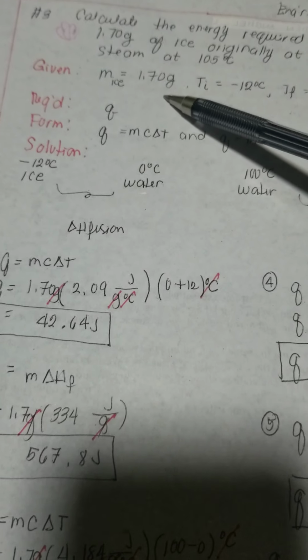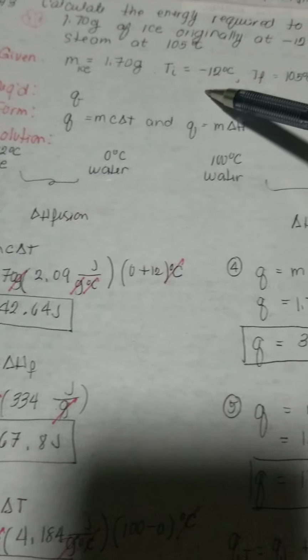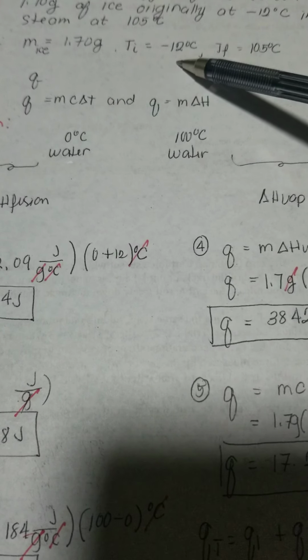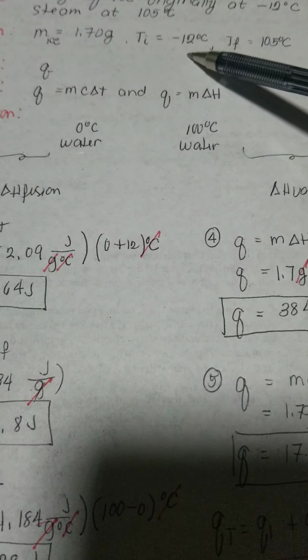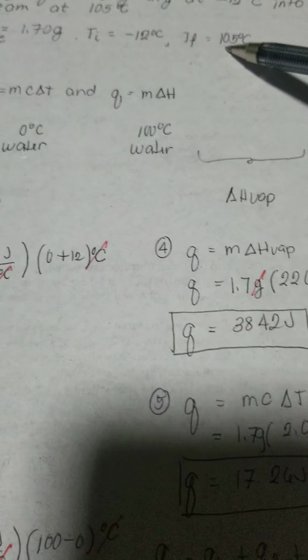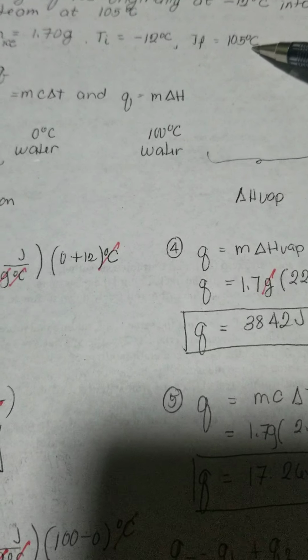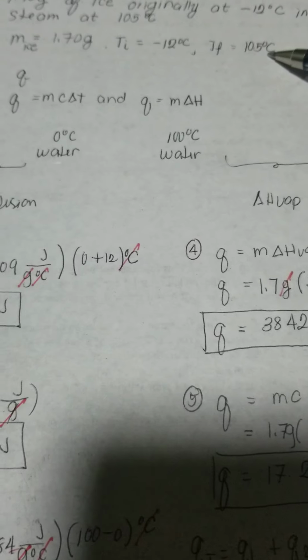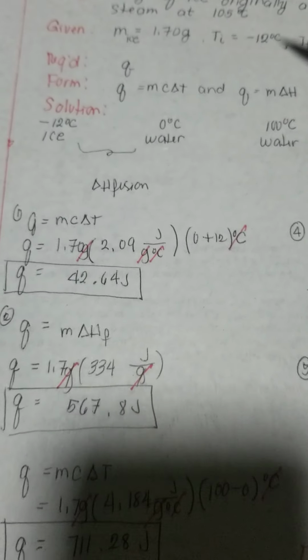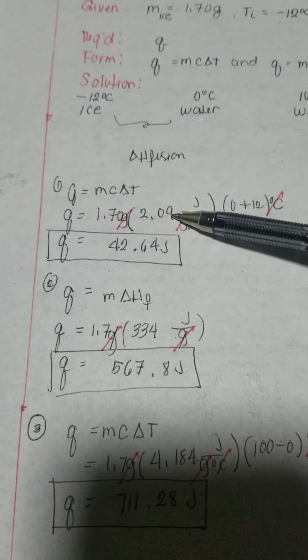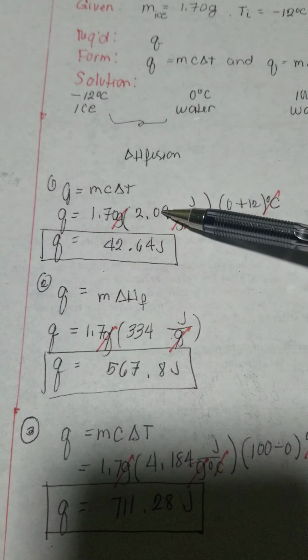Specifically, the mass of the ice is 1.70 grams. The initial temperature of the ice is negative 12 degrees Celsius. And the final temperature of the steam is 105 degrees Celsius. So, there are 6 steps that you need to do to arrive at the final answer.